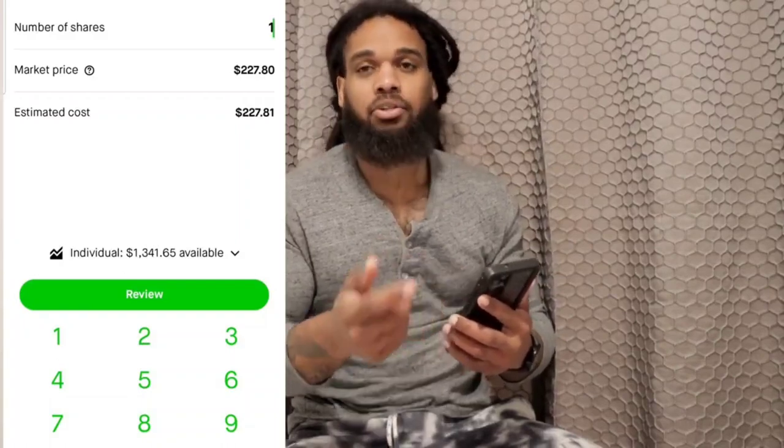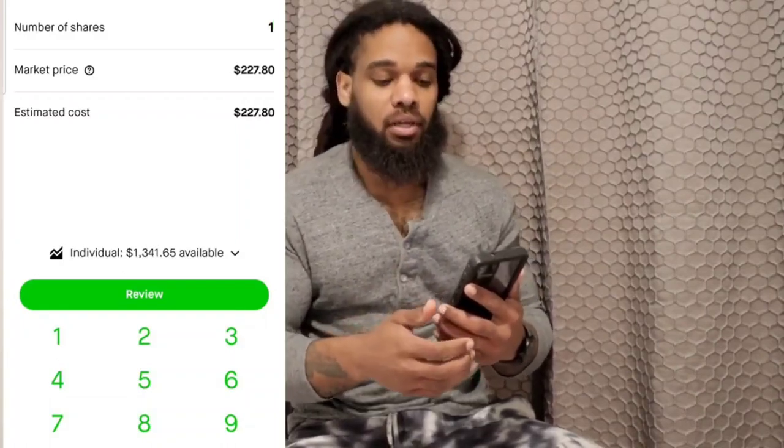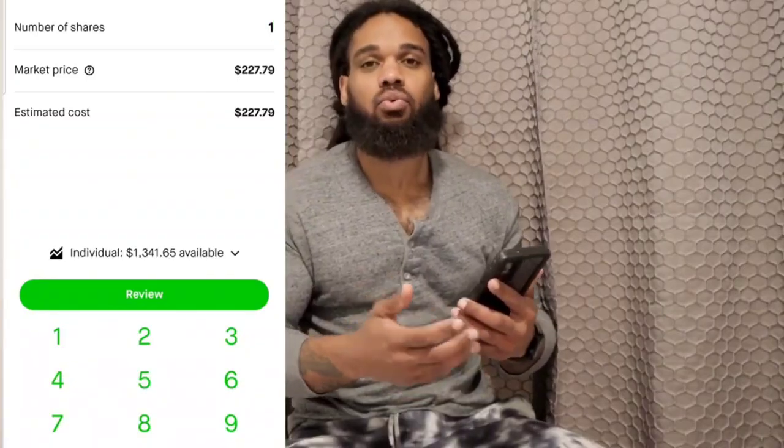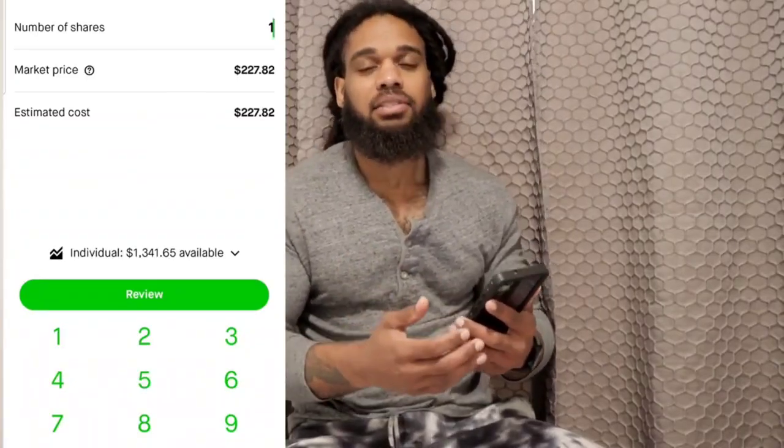and it's going to automatically get you the stock, because this is a market price. Now I'm going to show you guys another way where you could set the price at which you want to get the specific stock.